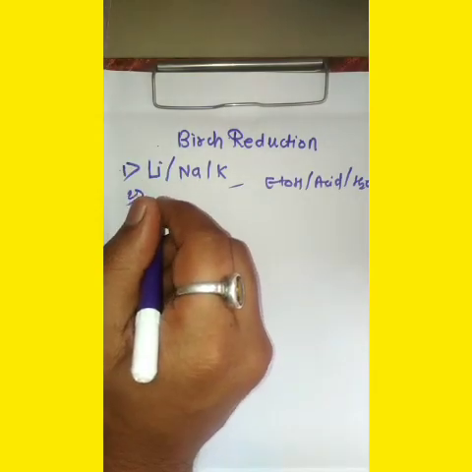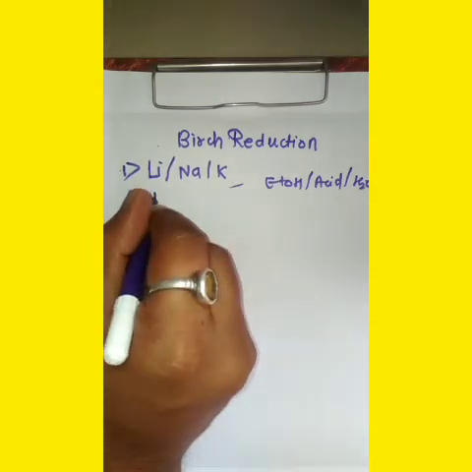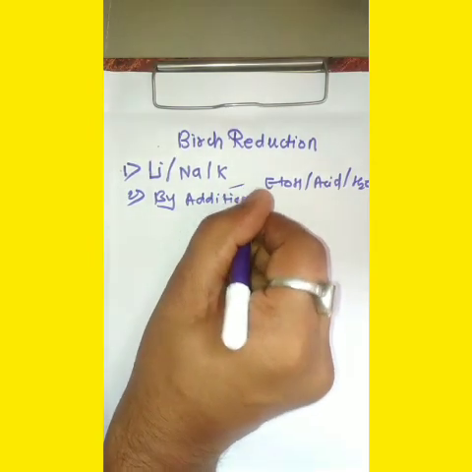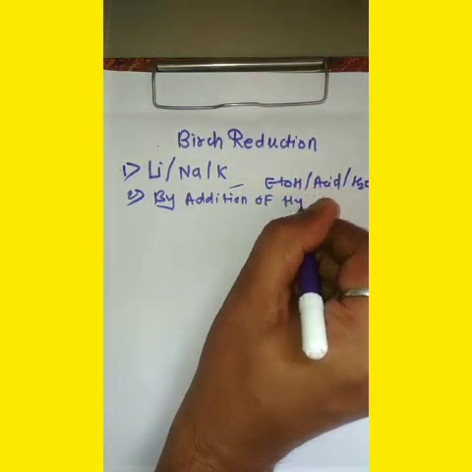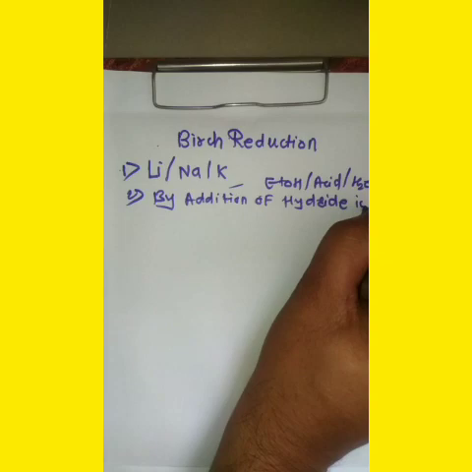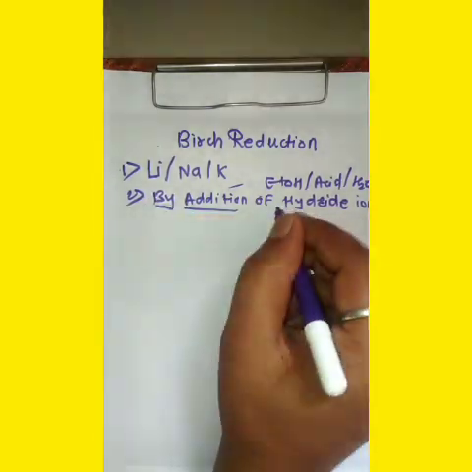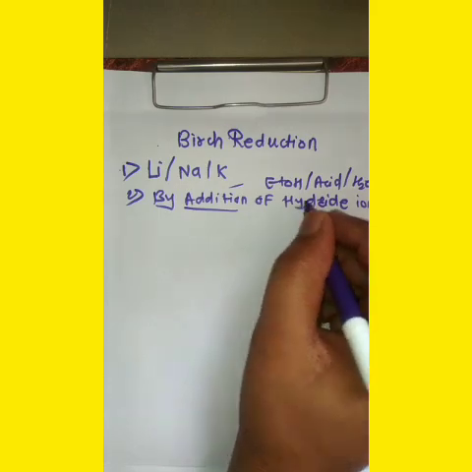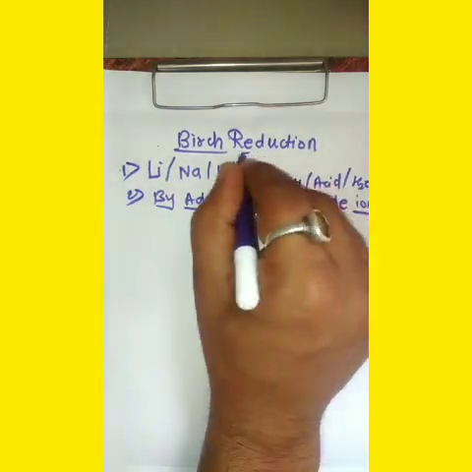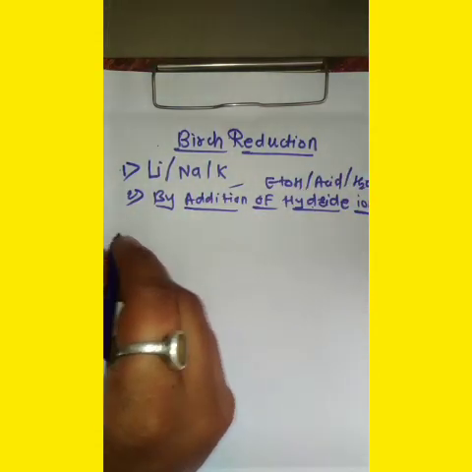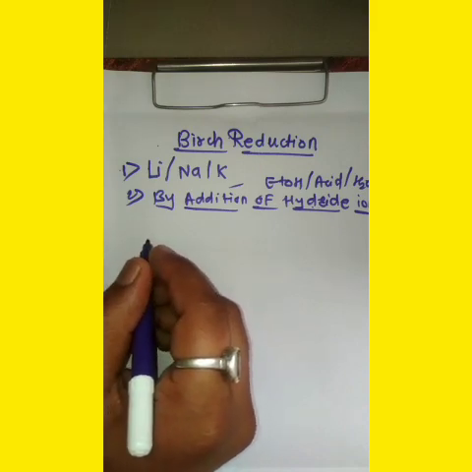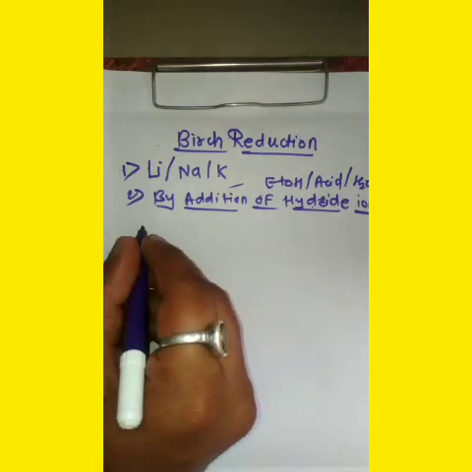And the second category of reduction is the addition of hydride ion. These are the two main categories of chemical reduction methods. Our Birch reduction is in the first category, that is, the reductions involving electrons, the addition of electrons to the unsaturated compound.